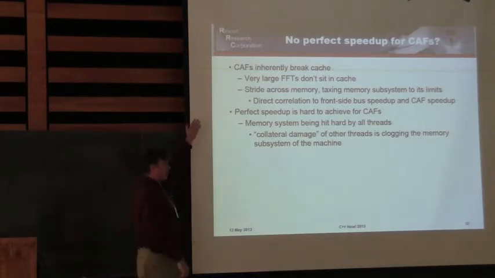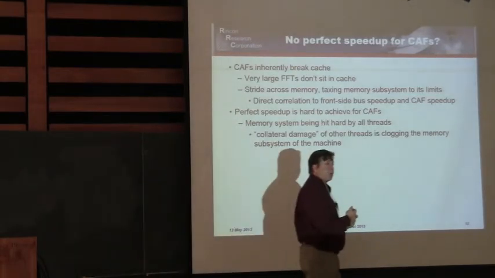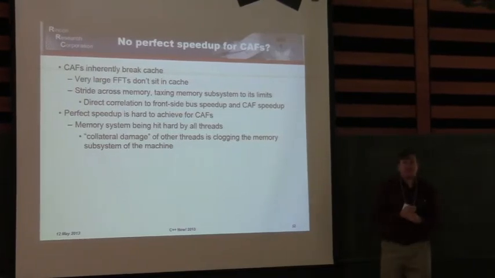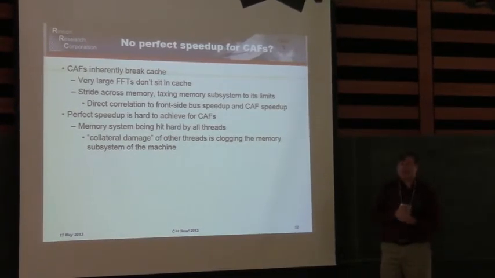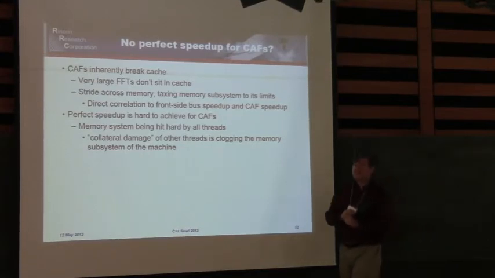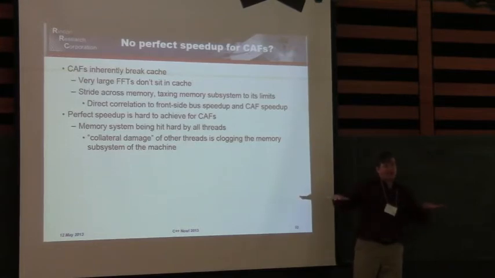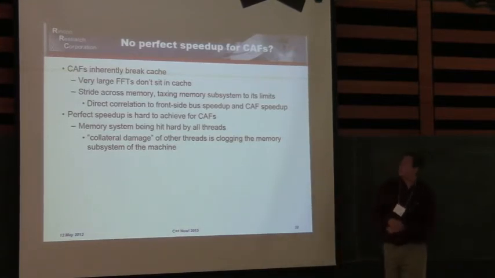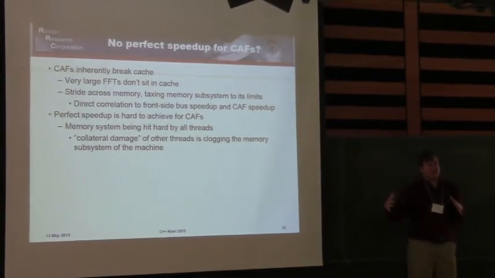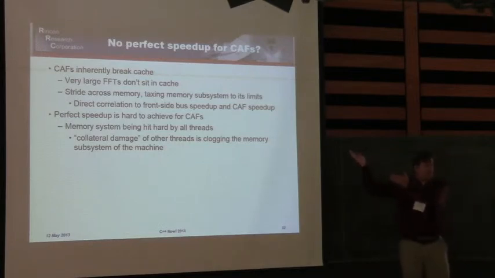This is another form of collateral damage. Why did we not see a perfect speed-up line when we were talking about the calves? Well, part of the problem is the calves inherently break cache. If you've done anything with very large FFTs, they don't sit in cache very well at all. You're computing stuff over a whole array of stuff. They stride across memory, and they tax your memory system to its very limits. So if you have something running a very large FFT, it's very hard for another thread to get in and run because your memory subsystem is taxed so heavily. You try to get to the bus, and you know what? You're moving stuff over the bus as fast as you possibly can to do these FFTs because there's not very much caching when you do very large FFTs. So this is another form of collateral damage if you have too much memory traffic and it keeps other threads from running. Does that make sense?